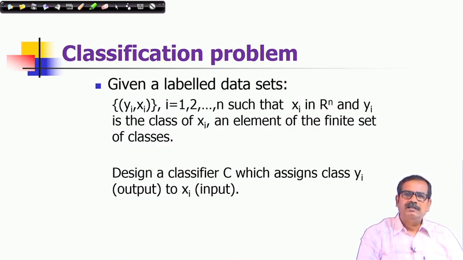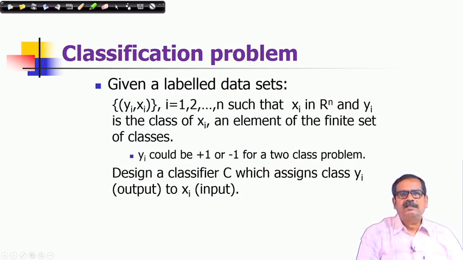It could be any categorical data, some names of classes, or there could be numeric representations of those classes. So, the numeric values distinctly identify these classes. However, we of course consider a finite set of classes. So, yi is an element of a finite set of classes, and the problem statement is that we need to design a classifier C which assigns class yi to xi, which should support this data set.